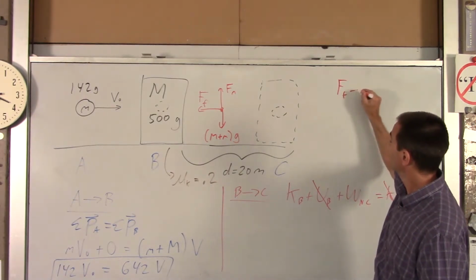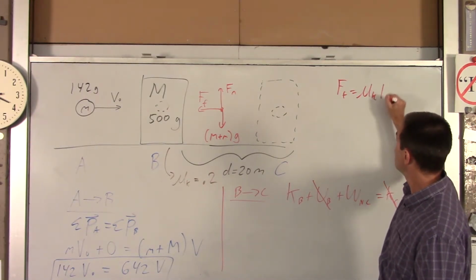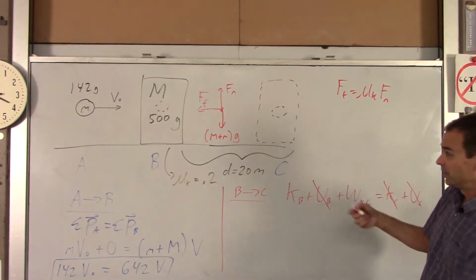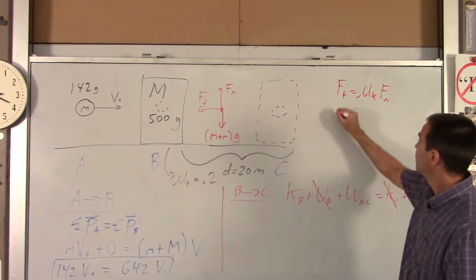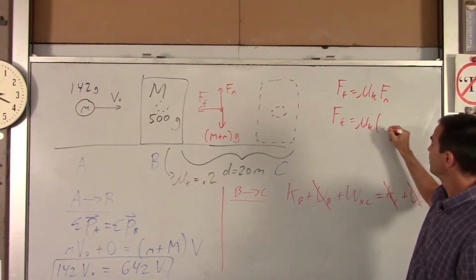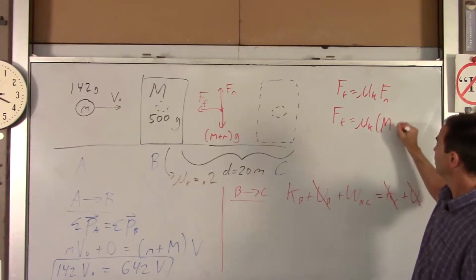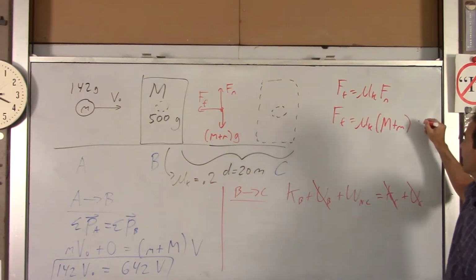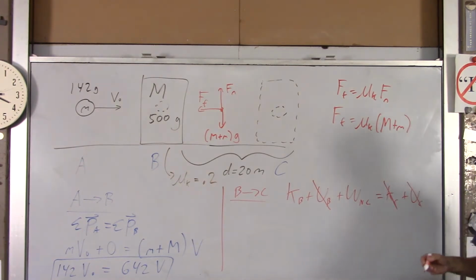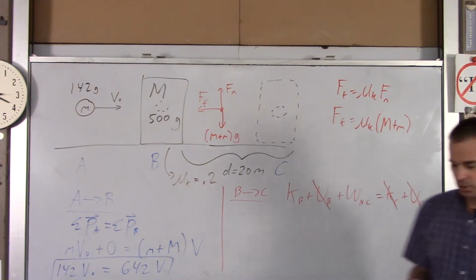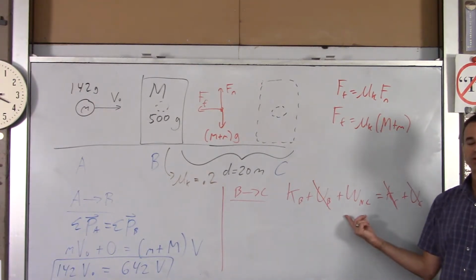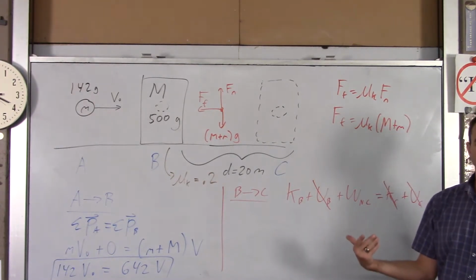We've got force of friction equals mu sub k Fn. Okay? And in our problem we just discussed that Fn is equal to little m plus big M g. So force of friction equals mu sub k times big M plus little m times, or that's it. That's your force of friction. All right, now, what's the work done by that force? Well, work is force times distance.